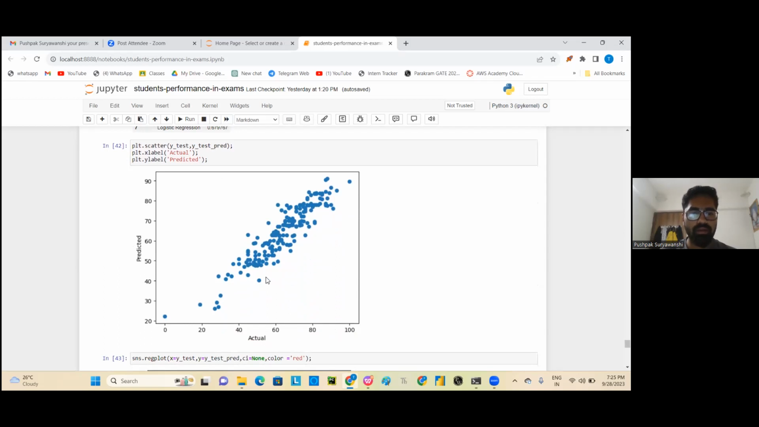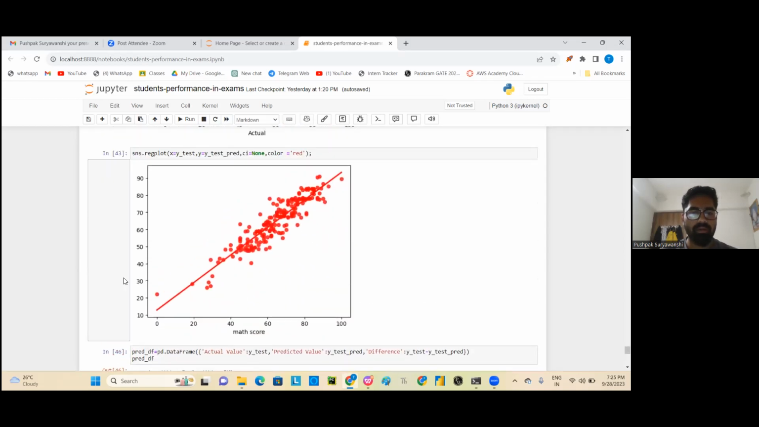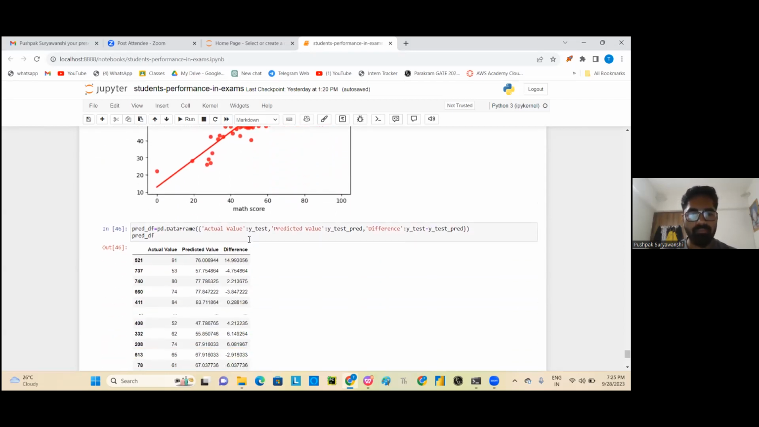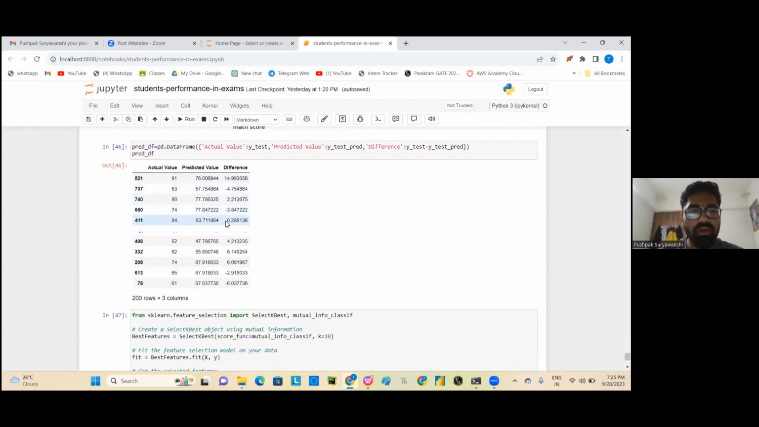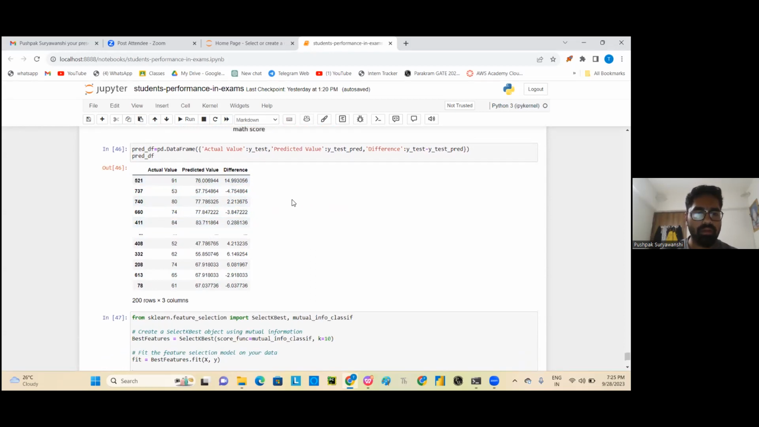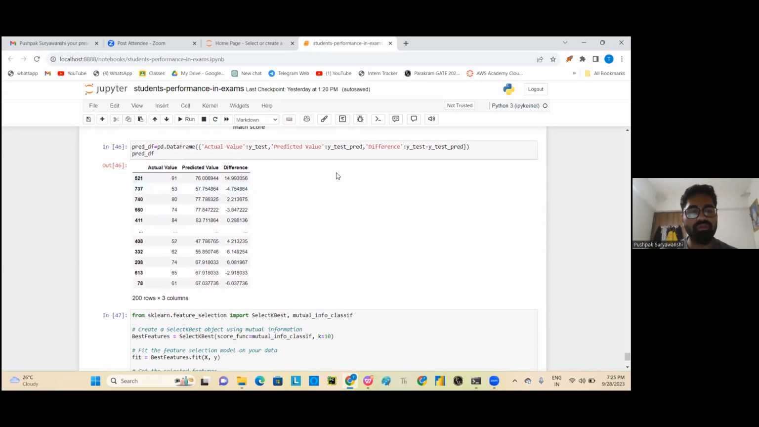So we can see the scatter plot of the actual and predicted values. Then we calculate a regression plot based on the same values. Then this is the most important plot, a table that describes the actual difference between the actual value and the predicted value. So we can see that the difference is very less. In some cases, the difference is also 0, which is a great thing, which means the model performed very well.